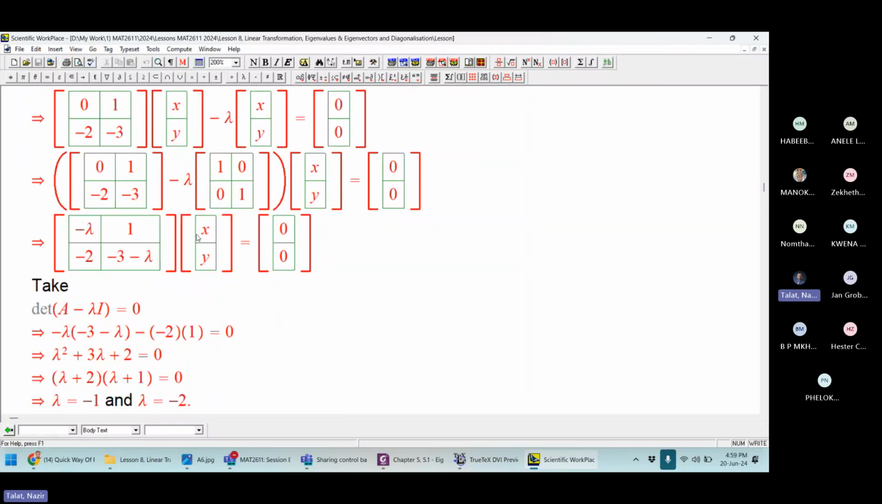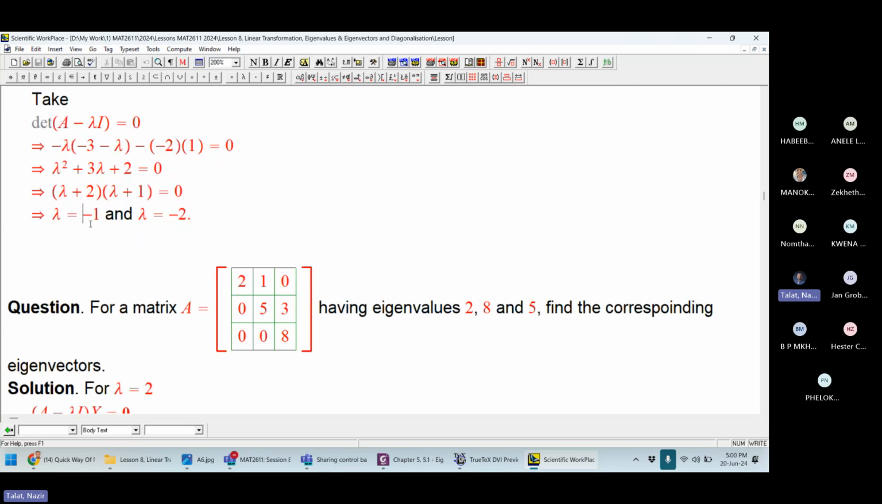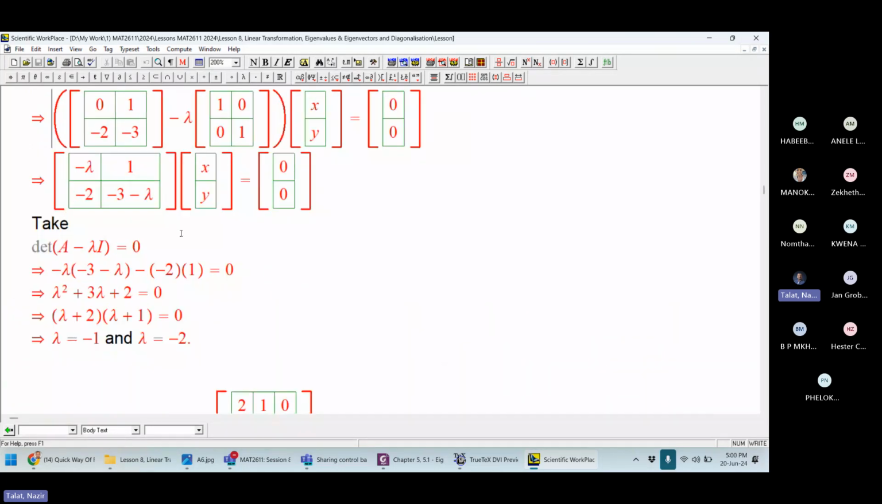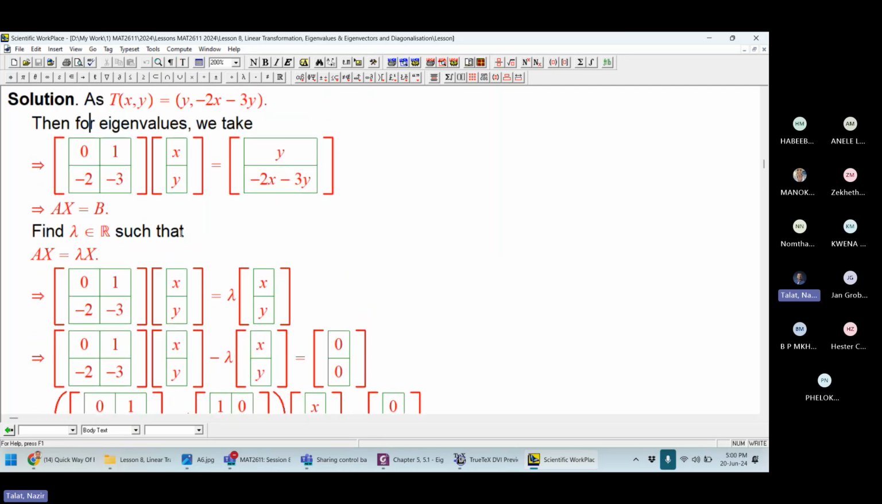How to find the lambda? Just find the solution of the characteristic polynomial, which is lambda I minus A, or you can say A minus lambda I. It will give you the characteristic polynomial. Just take the determinant of that and set it equal to 0 and solve it for its roots. When you solve it, you will get the value of lambda, the first root and the second root. It means these two are the eigenvalues of this linear operator T.